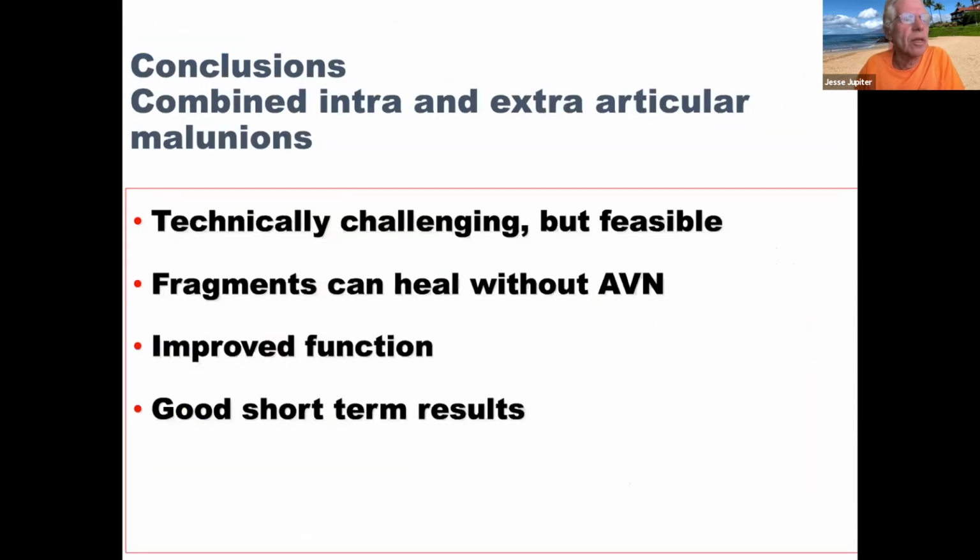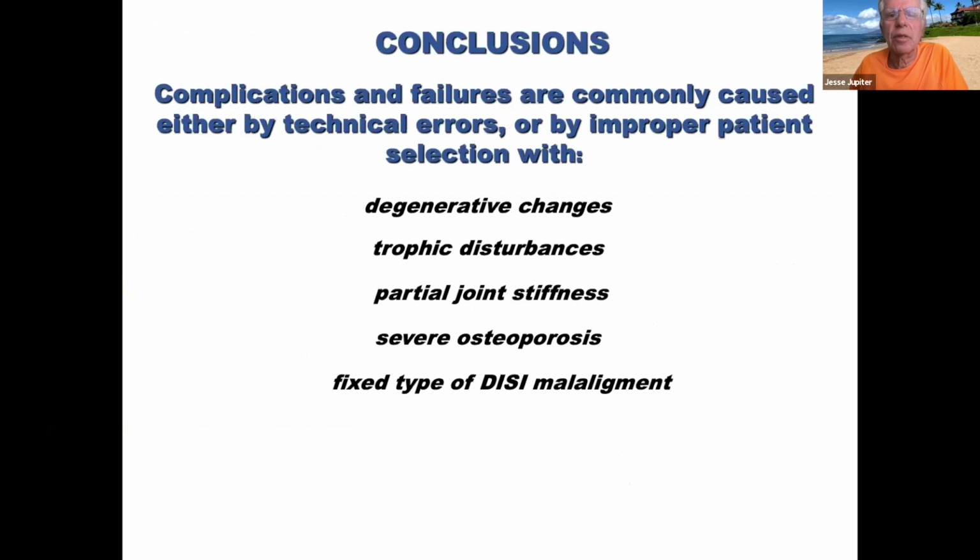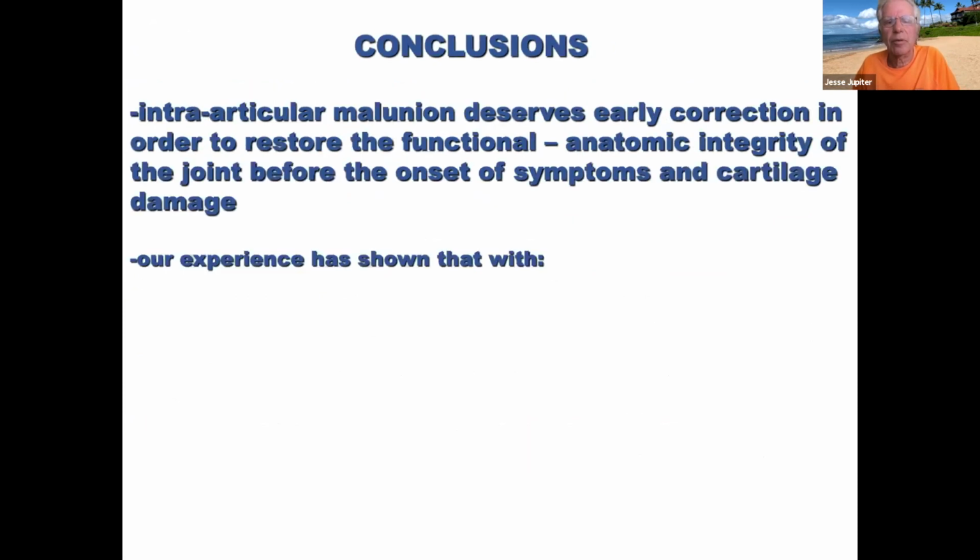So in conclusion, these can be challenging, but the queries that we had, that is, could these heal, turned out to be not so much of a worry. And we did not see AVN, and at least in the relative short term, the results are fine. Complications with these are probably due to poor planning, degenerative changes, or fixed malalignment of the carpus per se.